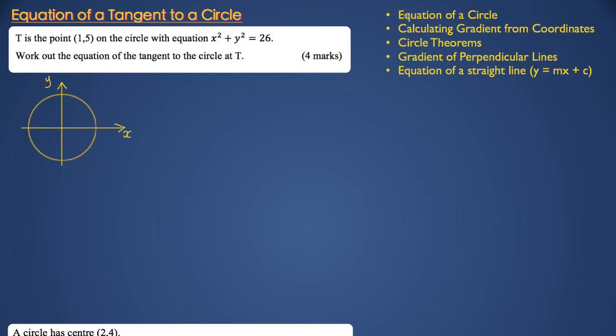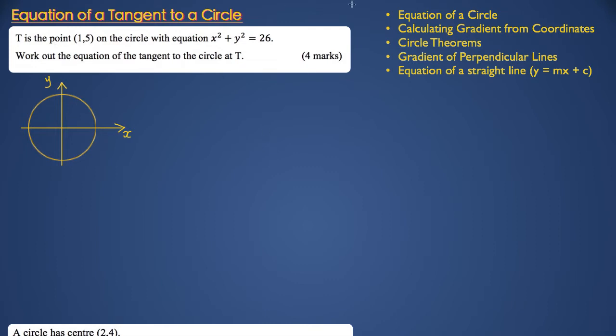They involve the equation of a circle, calculating the gradient from coordinates, circle theorems in a minor way, but quite an important way, finding the gradient of perpendicular lines, so perpendicular gradients, and then generally finding the equation of a straight line using a gradient and a point. So each of those will be involved in this long process of finding an equation of a tangent to a circle.